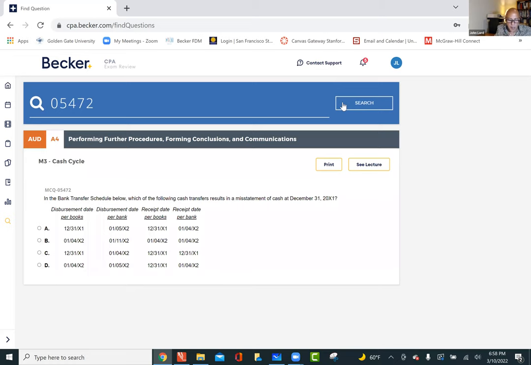Okay. And they say in the bank transfer schedule below, they updated that because it didn't used to call it a bank transfer schedule. Now they are actually coming right out in the question and calling it that in this example, because that's what that is. That is the bank transfer schedule that the auditor would prepare. Which of the following cash transfers results in a misstatement of cash at December 31st? And they're not calling it this, but it is, the misstatement is a kiting scheme, okay? So you take a look at these, and where you focus is on the per books, okay? Because the fraud would be in the books, right? And you start comparing the dates of the disbursement to the date of the receipt, and you're looking to see if you have any situation in which they received the money before it was dispersed. That means that money is being counted in both bank accounts, right?